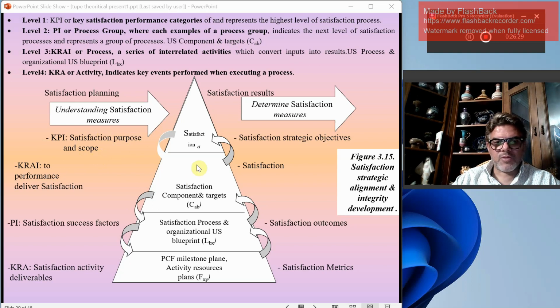Now we're going to go to the categories, satisfaction categories. So satisfaction is features, quality, availability, cost. Those are features, quality, availability, or cost. Each of them will be C, A, B. Okay, so the semantics of it, key result area indicator.